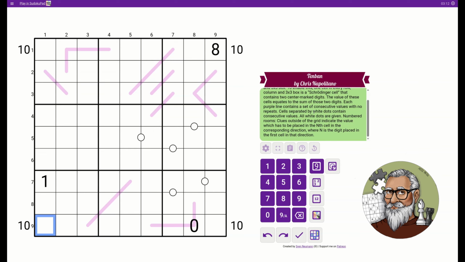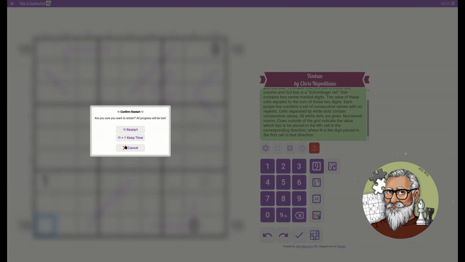All right, that's it. A sip of tea. A new batch of tea. This one is really nice. Right, restart.